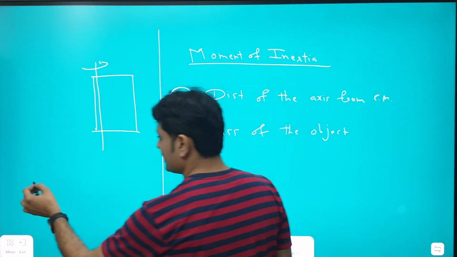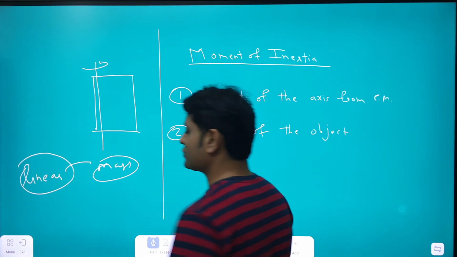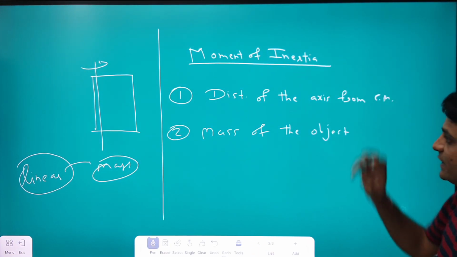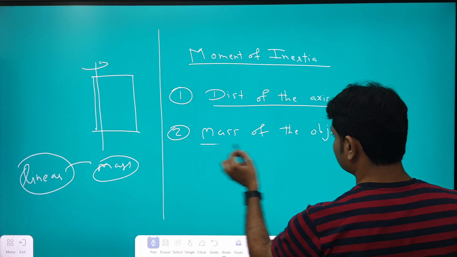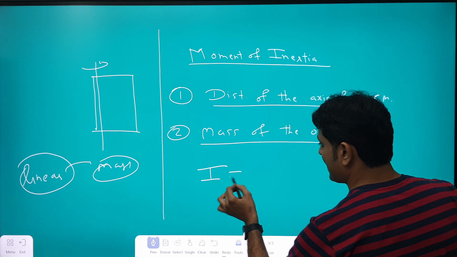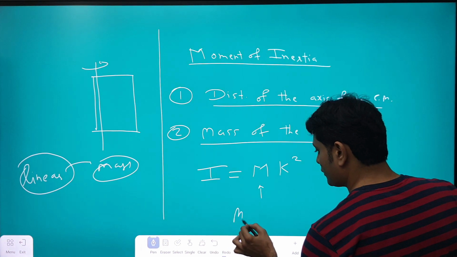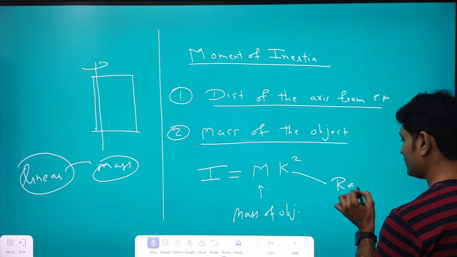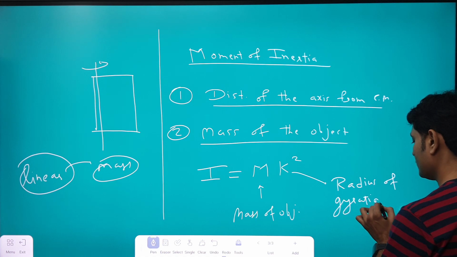In case of linear motion, it was dependent only on mass. So in case of linear motion, mass was all about inertia. But in case of rotational motion, moment of inertia is a combination of two things. One is the distance from the axis to the center of mass and the mass of the object. So therefore the formula becomes I is equal to mk square, where m is called the mass of the object and k is called the radius of gyration.